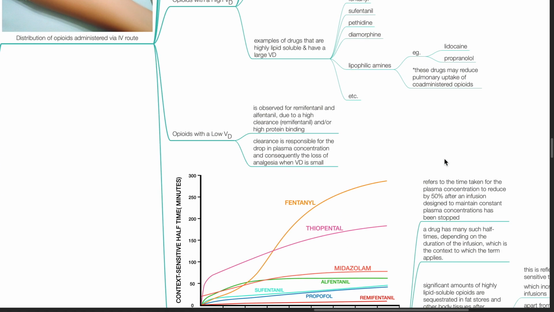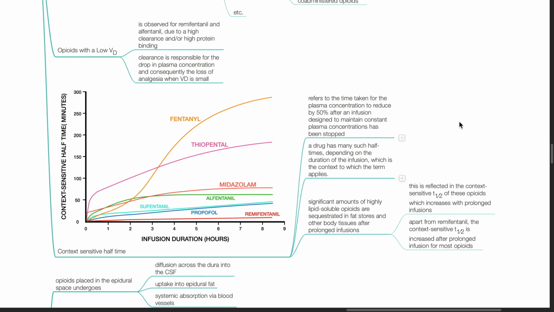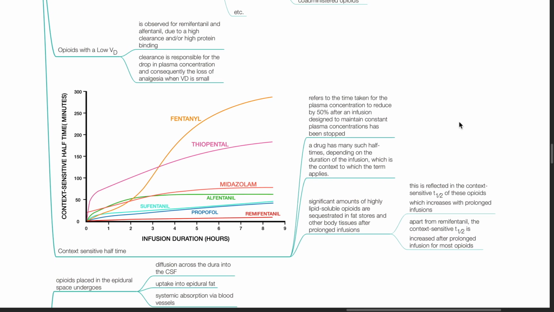A low volume of distribution is observed for remifentanil and alfentanil due to a high clearance and/or high protein binding. Clearance is responsible for the drop in plasma concentration and consequently the loss of analgesia when the volume of distribution is small. Context-sensitive half-life refers to the time taken for the plasma concentration to reduce by 50% after an infusion designed to maintain constant plasma concentration has been stopped.